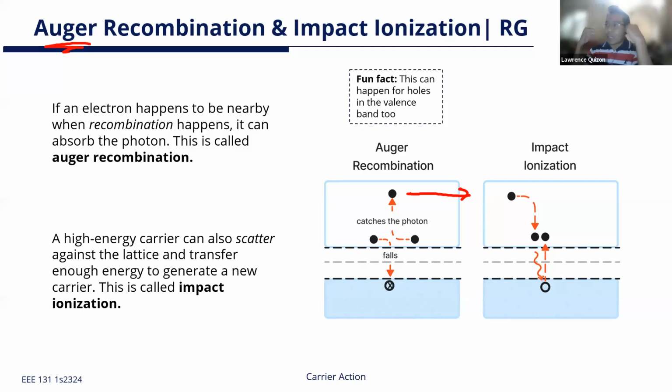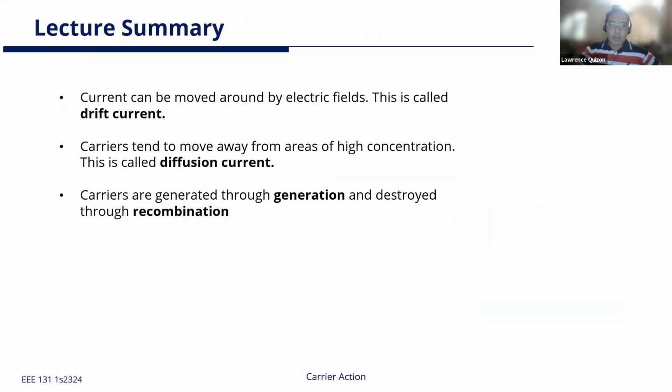In contrast, in Auger recombination, this electron bumped into this electron, lost enough energy, it fell out of the conduction band, no? So yun yung nangyari doon. Alright, so with that, that ends our lecture for today, no?